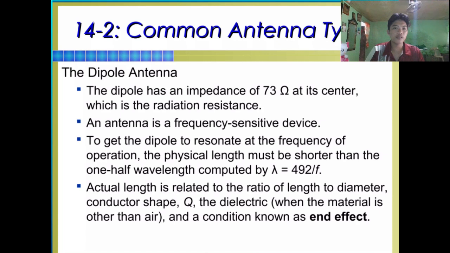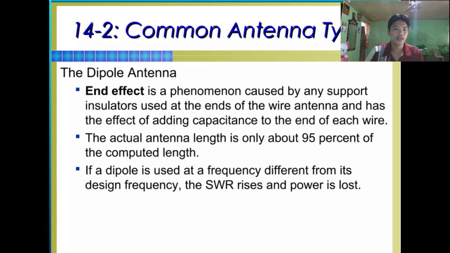An antenna is a frequency-sensitive device. To get the dipole to resonate at the frequency of operation, the physical length must be shorter than the 1/2 wavelength computed by lambda equals 492 over frequency. Actual length is related to the ratio of length to diameter, conductor shape, the dielectric when the material is other than air, and a condition known as end effect.